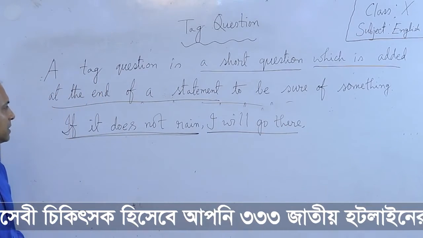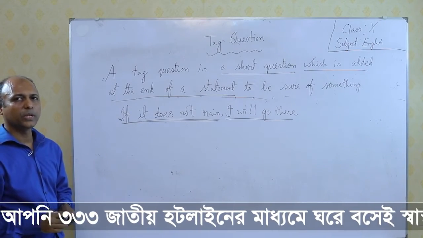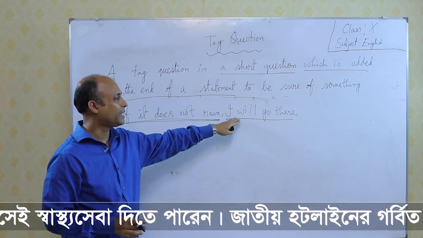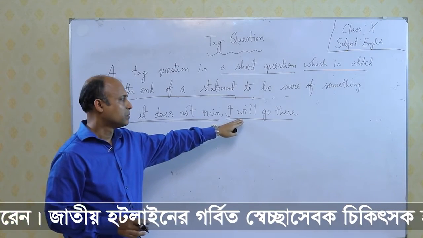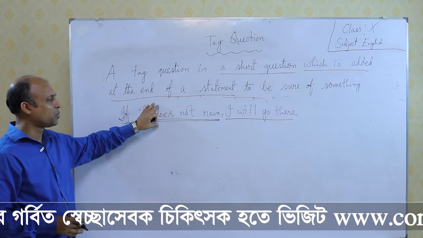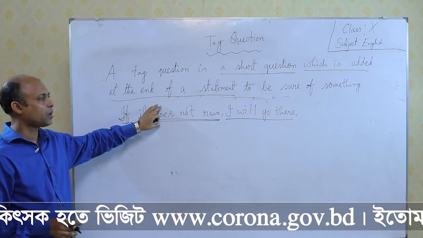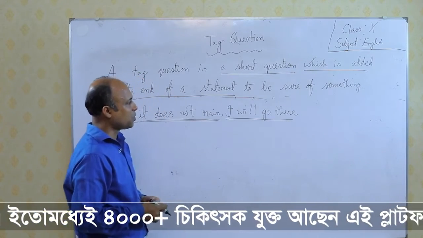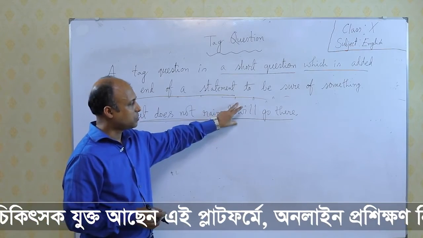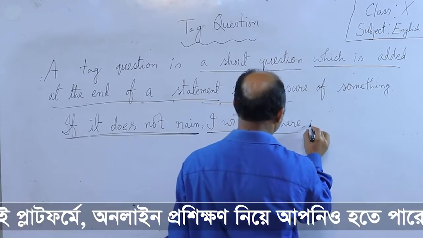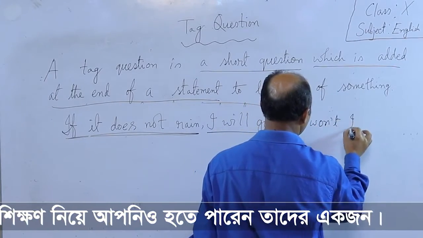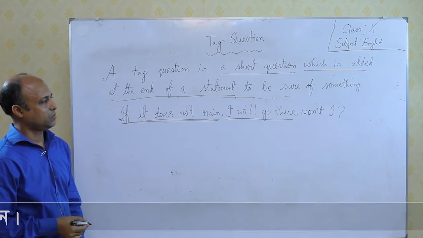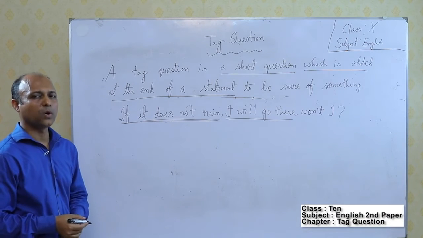And you see here which one is the principal clause and which one is the subordinate clause. Here I will go there is the principal clause, because it expresses a complete sense. But if it doesn't rain is a subordinate clause, because it doesn't express a complete sense. When there are complex sentences, we add the tag according to the principal clause. So it will be won't I. If it doesn't rain, I will go there. Won't I? And you know that won't is the contraction form of will not.